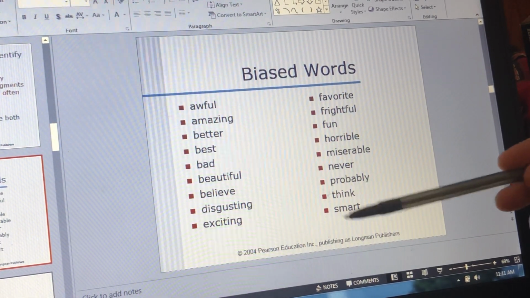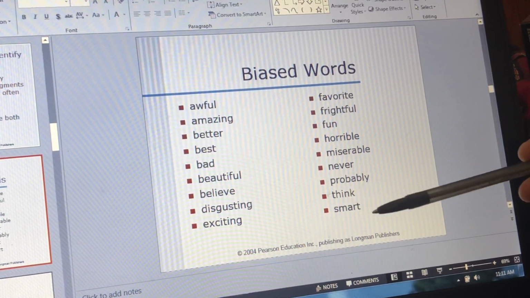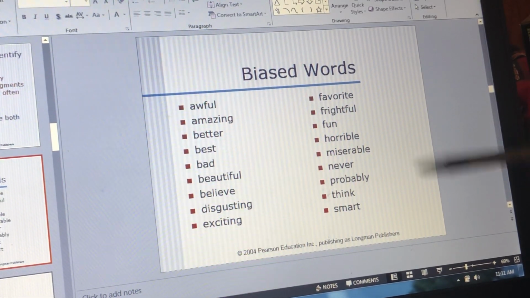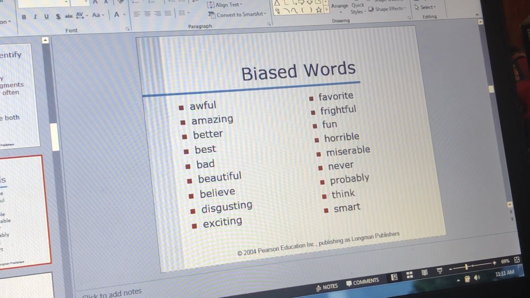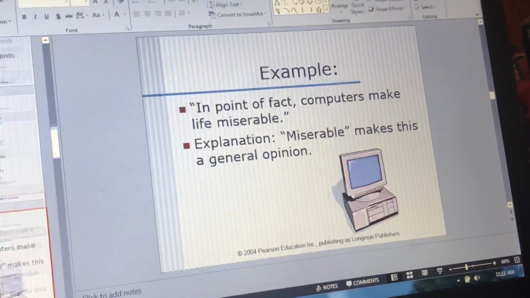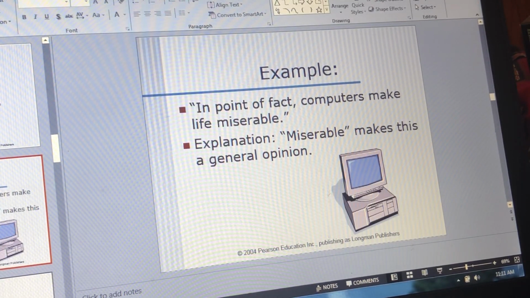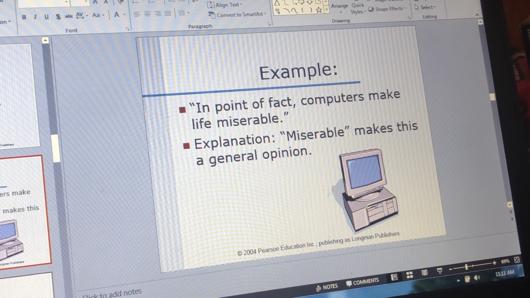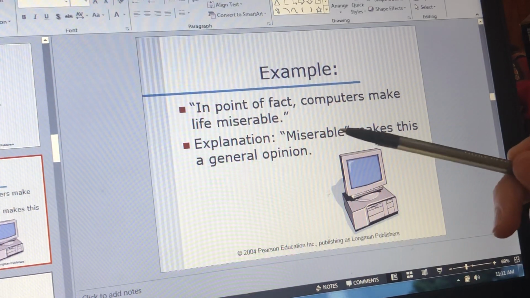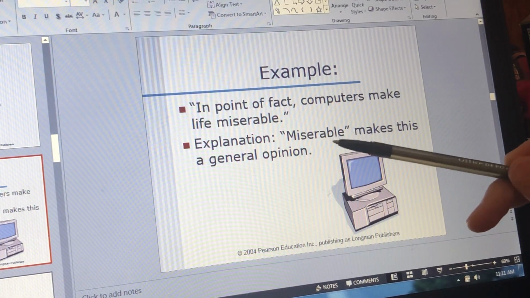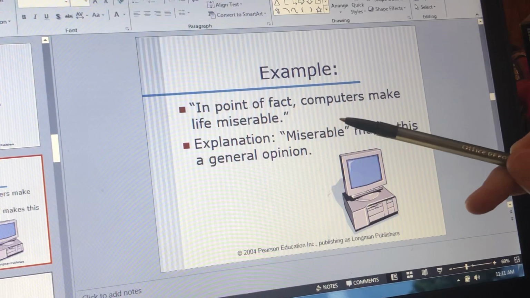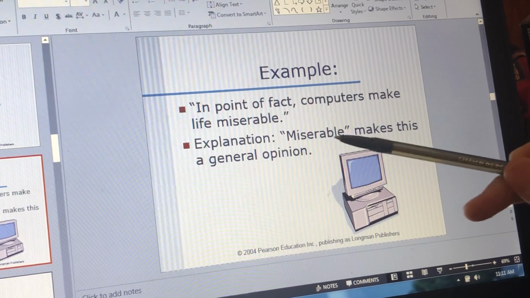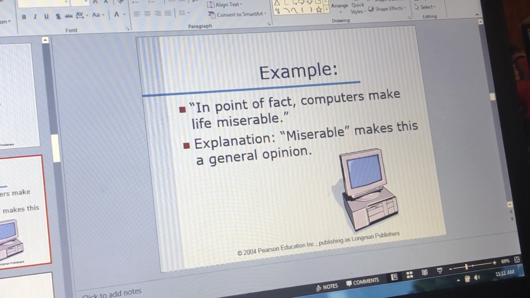So even some words that you think to yourself, well, wait a minute, I could measure that, break it down, think about it. How do you measure somebody's smartness? Okay, all right. In point of fact, computers make life miserable, okay? This is an opinion, right? How do you measure misery, okay? Some people might say like, oh, computers make life great, okay? So some people might disagree to the degree to which this is the case, all right? So we can't measure that. We're going to call that an opinion.